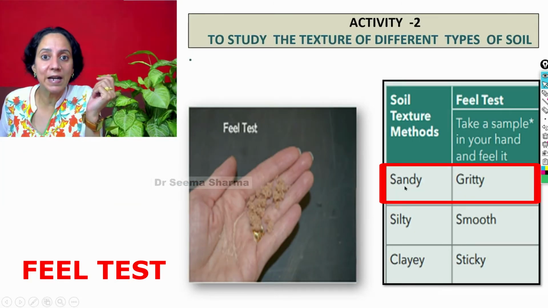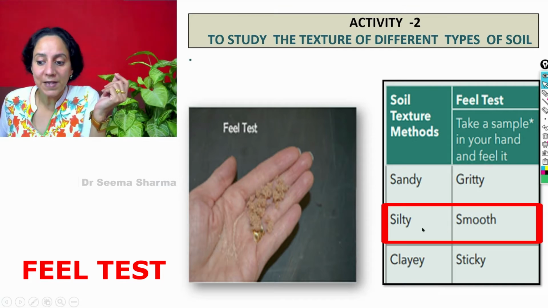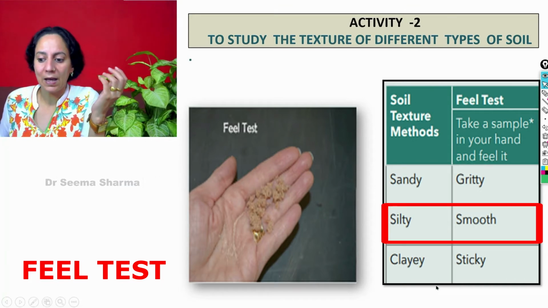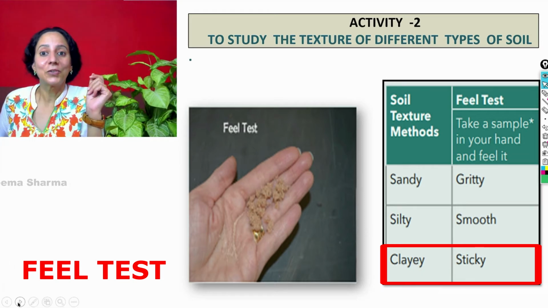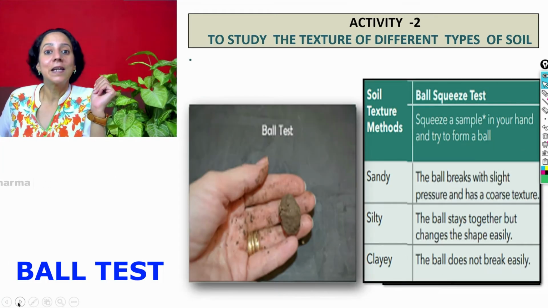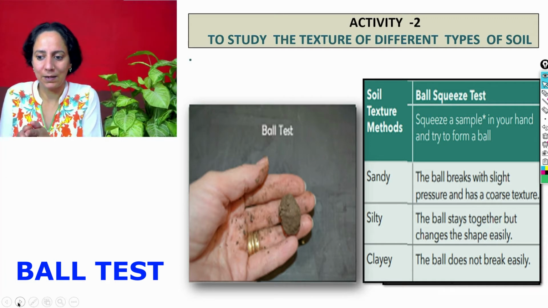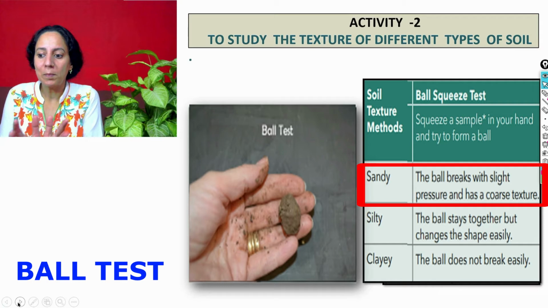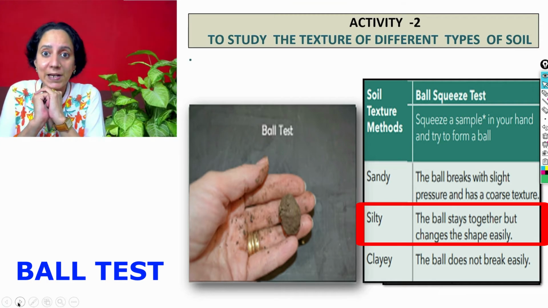Field test: sandy soil, sand, it is gritty, it is rough. Silt will be smooth and clay soil will be sticky, extremely smooth. So this is about field test. Next is ball test. हमें उसी मिट्टी का बॉल बना के देखना है. If it is sand, the ball breaks with slight pressure and has a coarse texture.